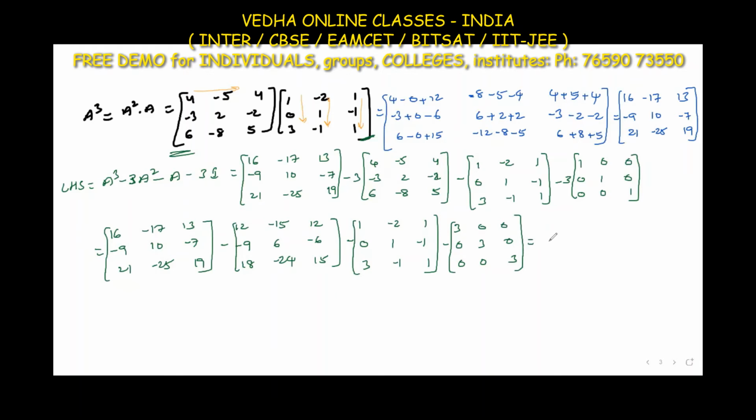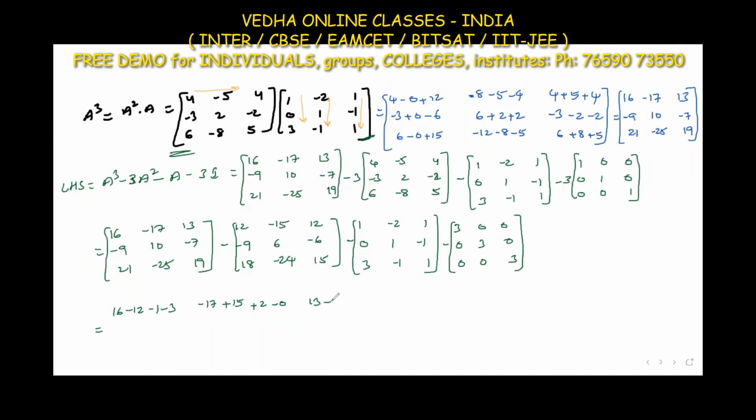Add and subtract the corresponding elements. So what we get here: 16 minus 12, 16 minus 12 minus 1 minus 3. Next one is minus 17, 17 minus 2 plus 15, minus 2 plus 2 minus 0.